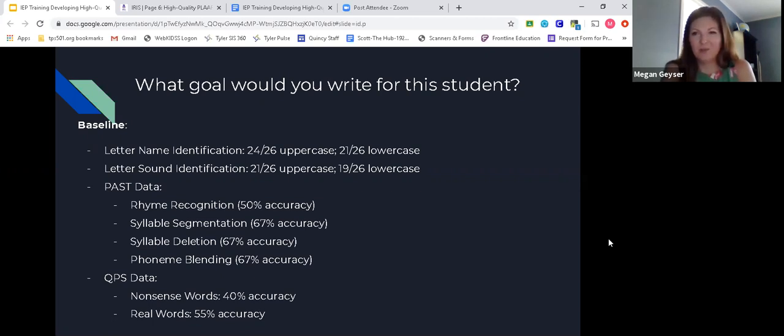And I'm sorry, I keep jumping in. I know you guys are all trying to think right now, but remember, our high quality PLAAF, the final piece, number 5, we're bridging the PLAAF information to writing an individualized goal for a child.